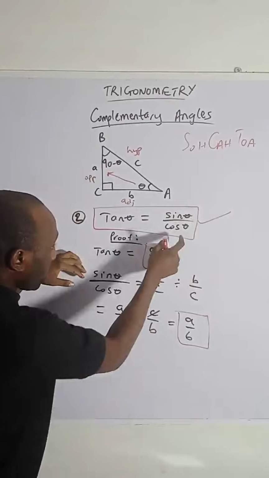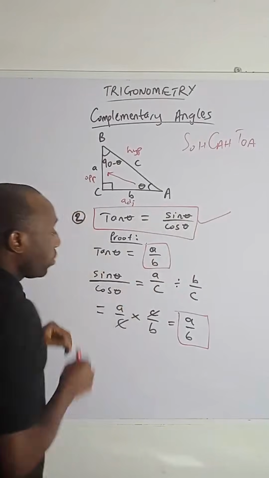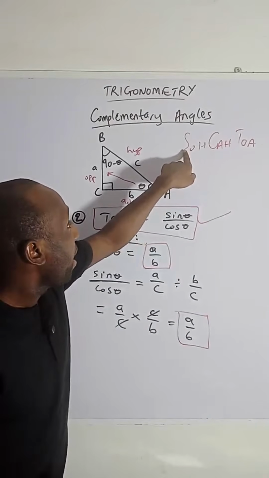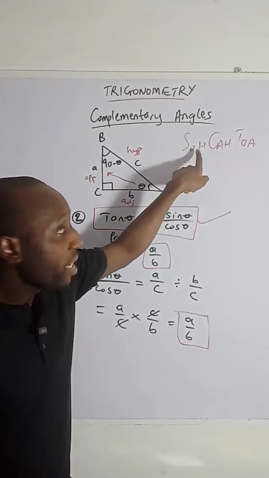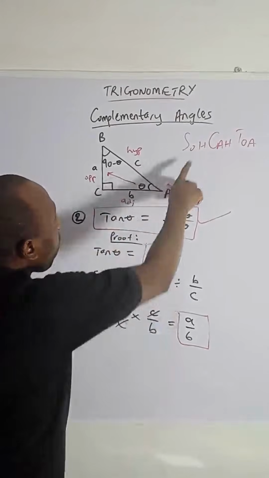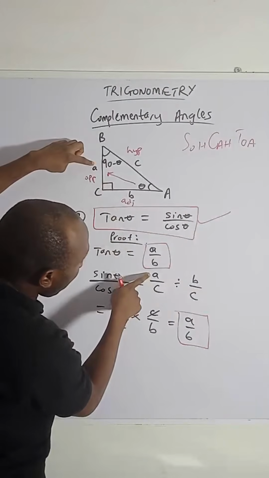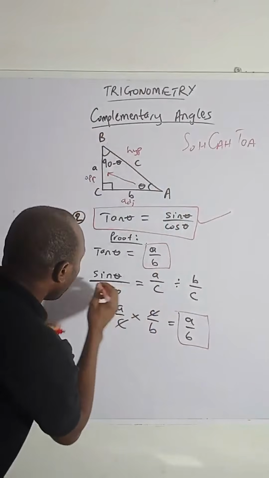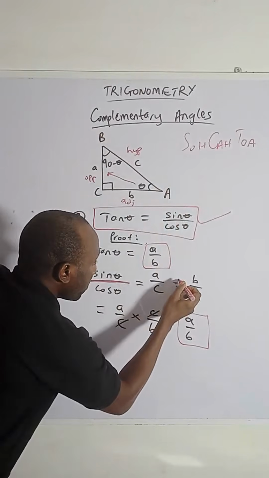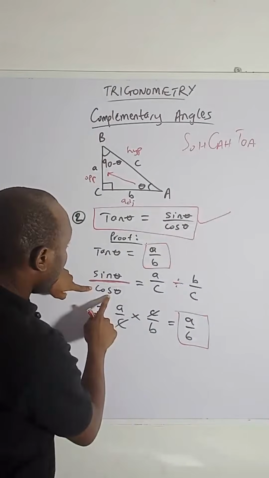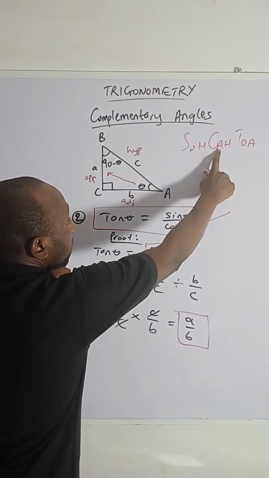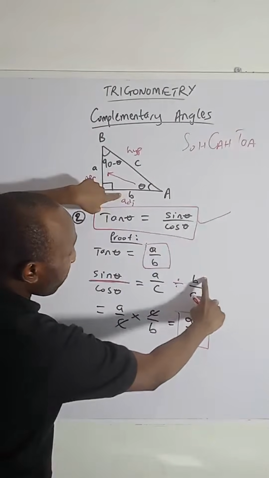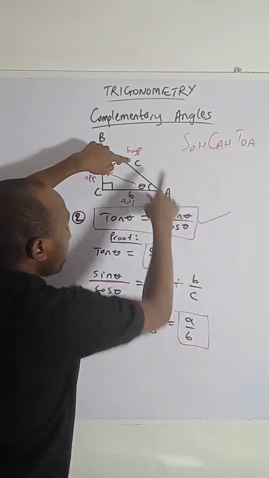So sine theta over cos theta is what we have here. What is sine theta? See, from using this code here, S is for sine, O is for opposite, H is for what? Hypotenuse. So O is opposite, which is A. That's how we have A over the hypotenuse, which is C. See it here. Then this is divided by cos theta. That's why I wrote this here like this. See, this one is adjacent over hypotenuse. What's the adjacent here? B. That's how I have B over hypotenuse C.